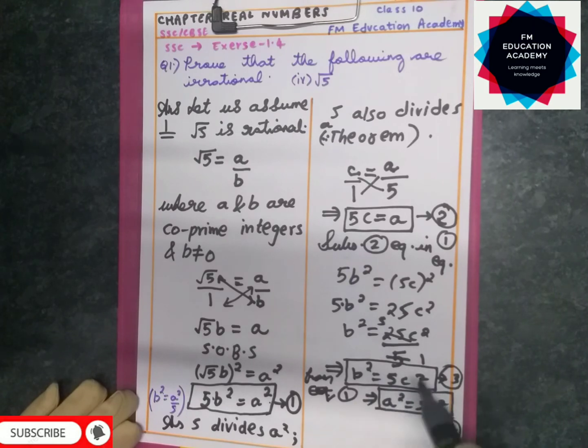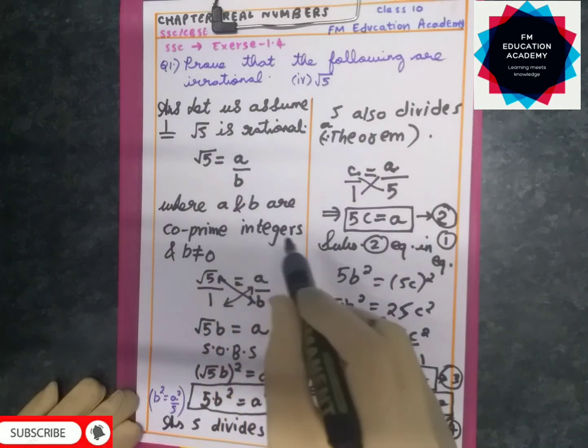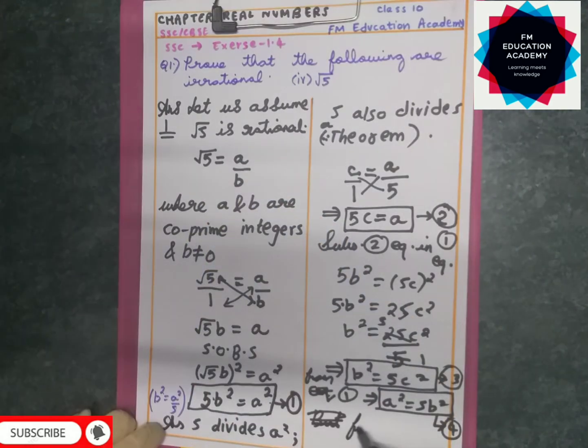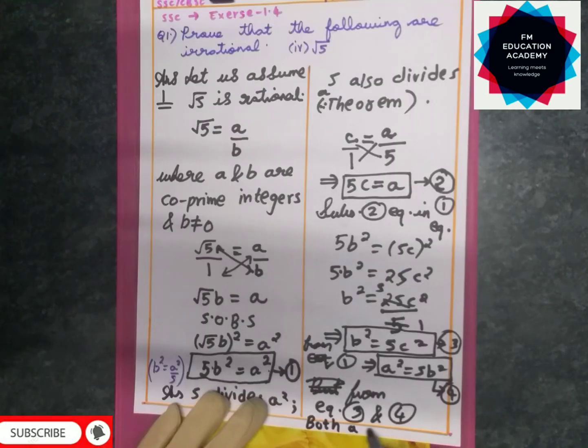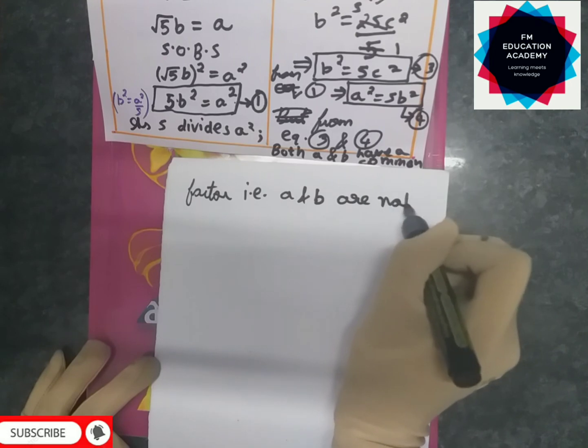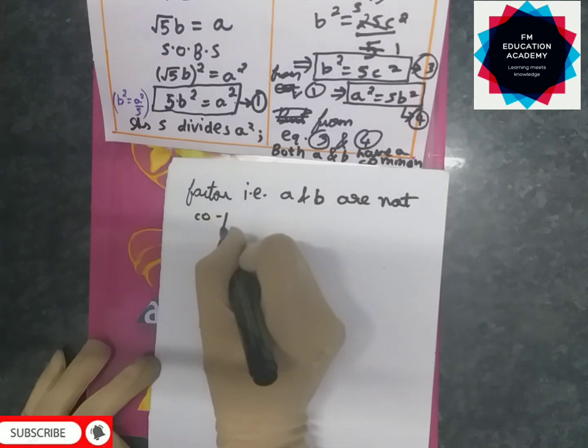Our assumption is wrong. So why did this happen? a square is having a factor of 5 and b square is having a factor of 5, because we have chosen that a and b are co-prime. That is, we have assumed this as rational. That is why we are getting this condition wrong. In equations 3 and 4, both a and b have a common factor. That is, a and b are not co-prime, because if they are having a common factor, they are not co-prime.